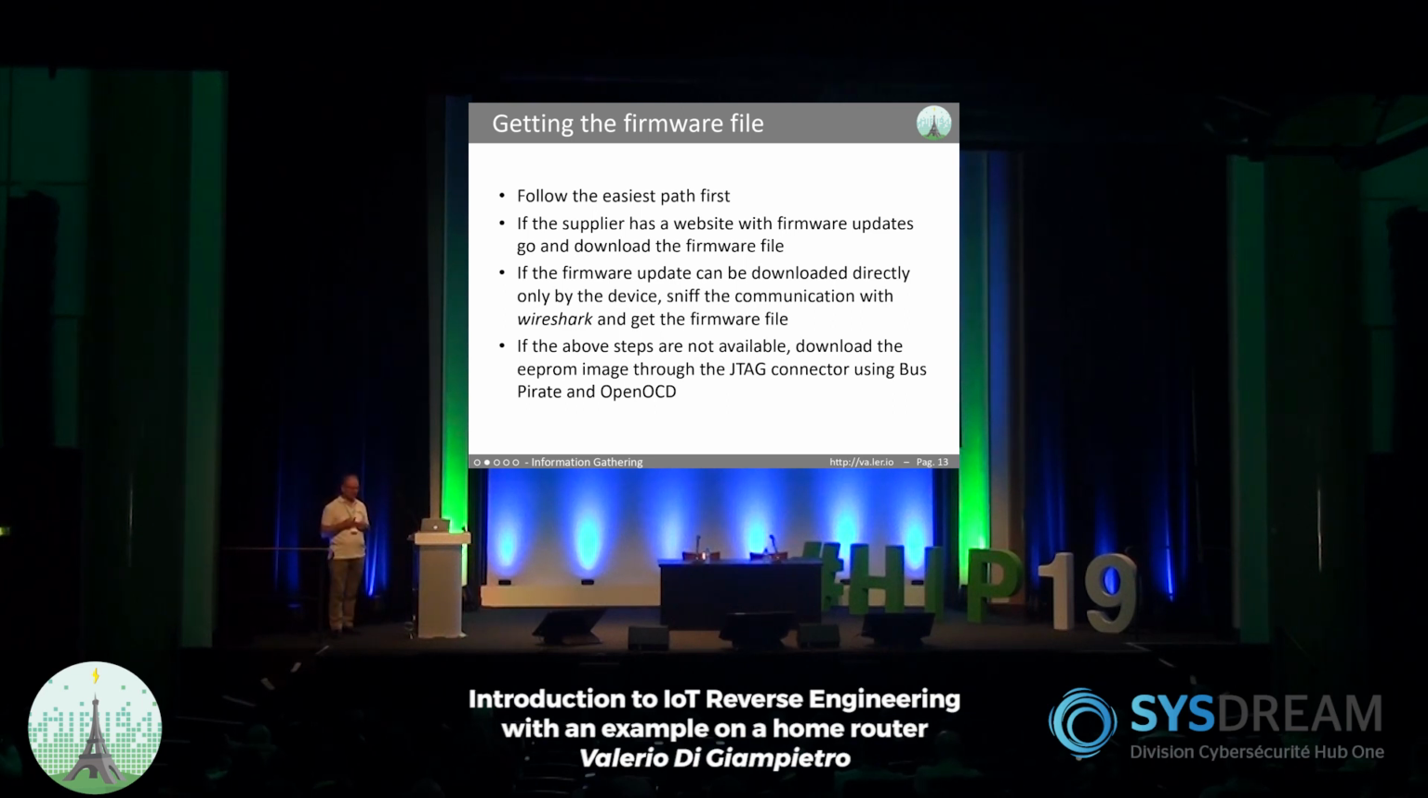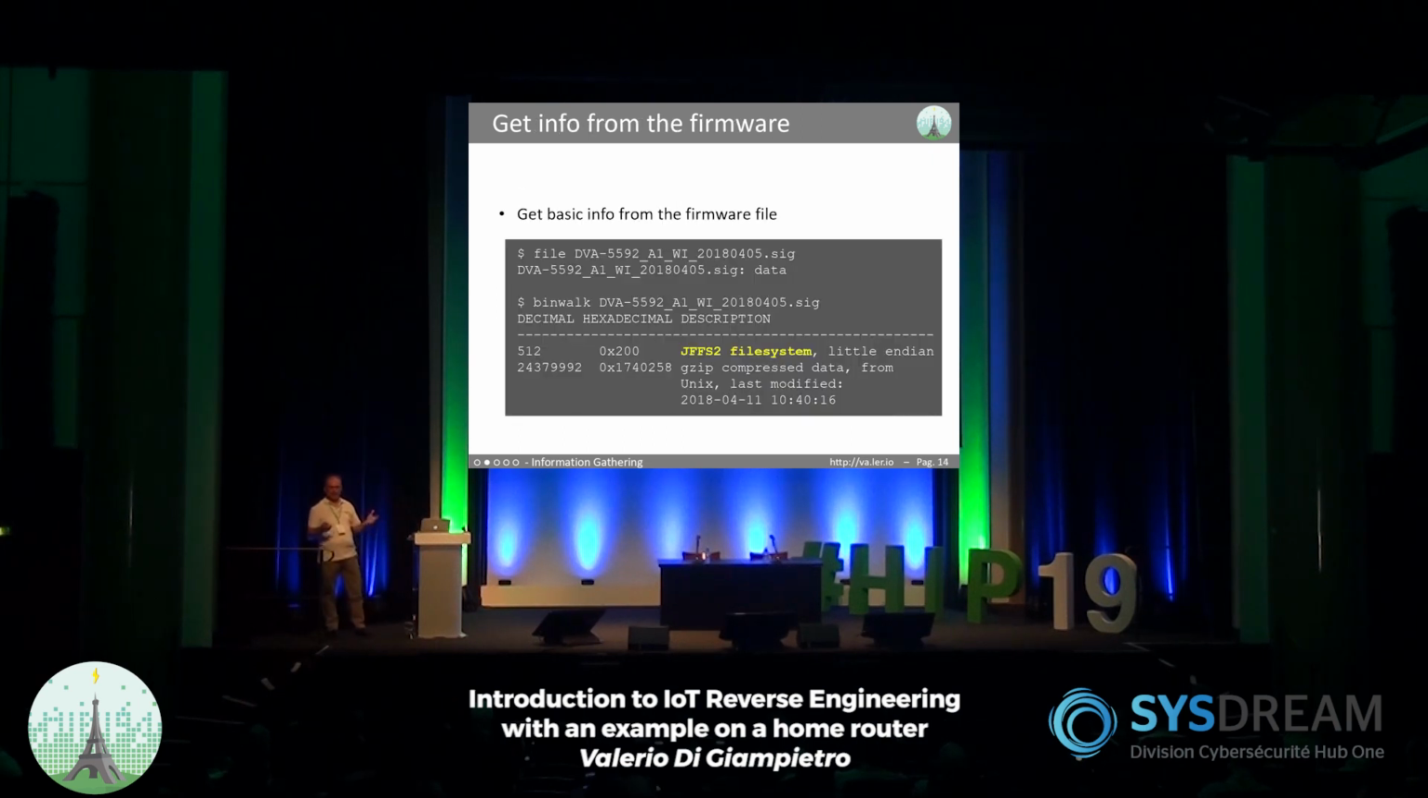If the above steps are not available, we have to download the EEPROM image through the JTAG interface using Bus Pirate and OpenOCD. Once we have the firmware file, in this case I downloaded the firmware file from the supplier website, we want to get some information from this firmware file. On Linux we can use the file command, but this tells us that we have just a data file. But there is a very good piece of software that is Binwalk. Binwalk is able to scan inside a data file, searching for a lot of different signatures of many file system images, of image pictures, of digital certificates, of compressed data, and so on.